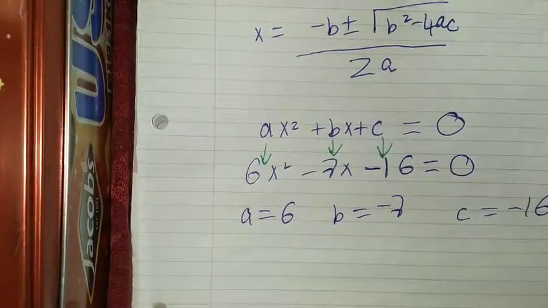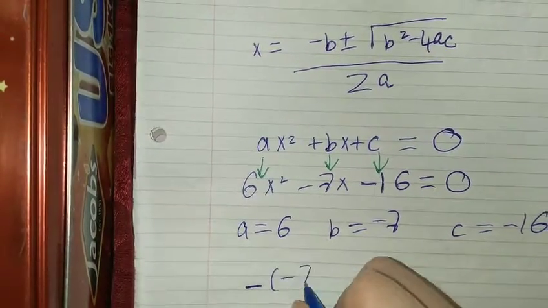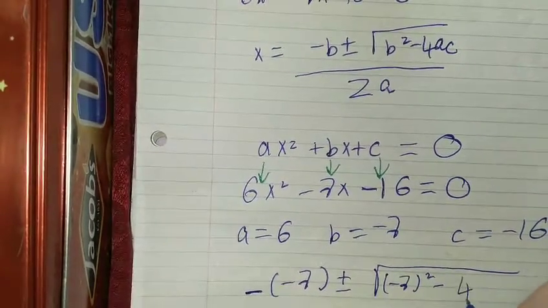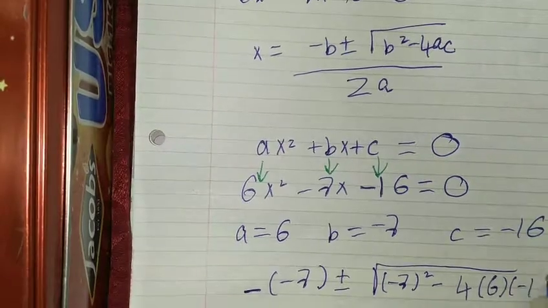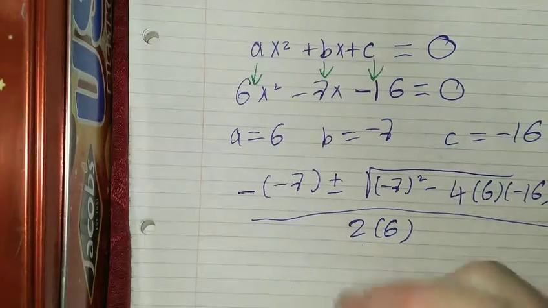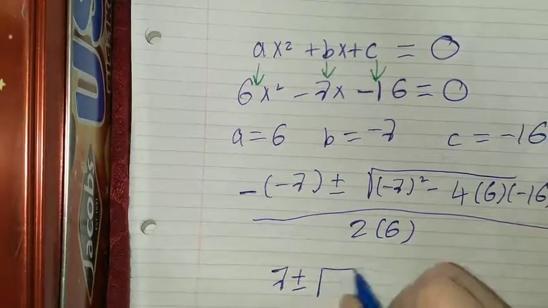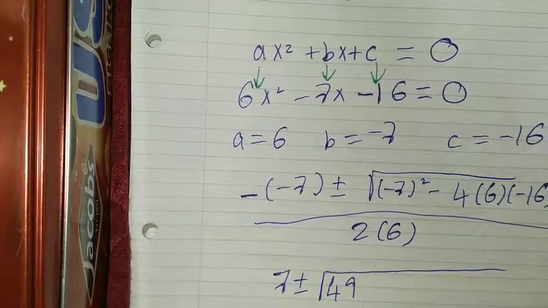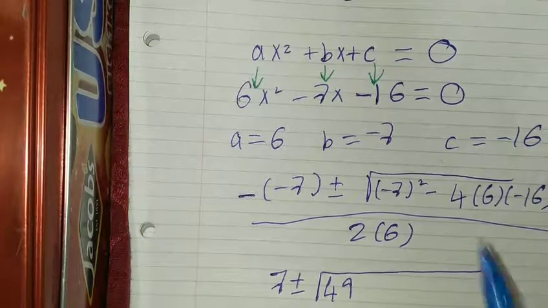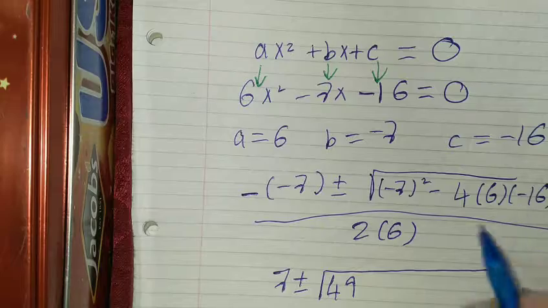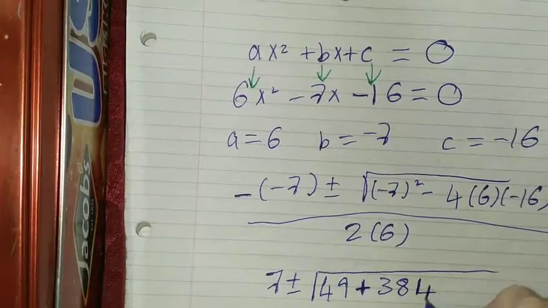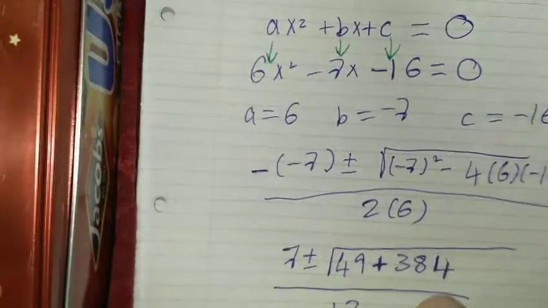So now we have to sub this into our formula. So it's minus b, so minus minus 7, plus or minus the square root of minus 7 squared minus 4a, which is 6, and c, which is minus 16, all over 2a, which is 6. So that's plus 7, plus or minus, and minus 7 squared is going to be 49. Then we have 4 by 6 by 16. The minus by a plus gives me a minus, and then the minus by a minus is a plus. So that's plus 384. And then that's all over 2 by 6, which is 12.